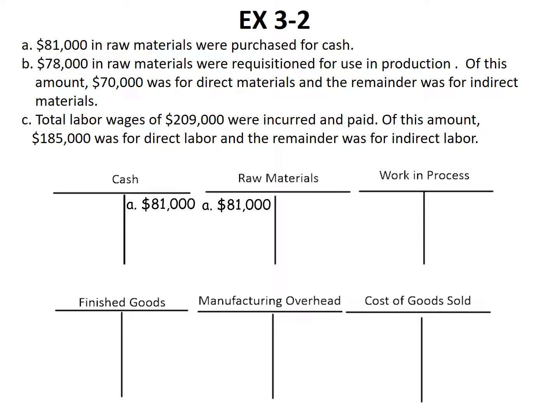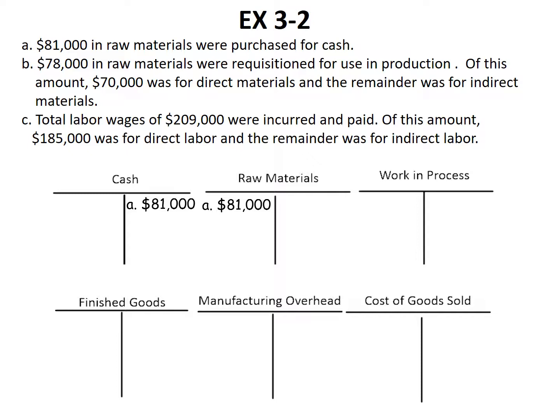And the remainder was for indirect materials, which in this case would be $8,000, the difference between the $78,000 and the $70,000. This $8,000 amount was for materials used in indirect production activities. So the actual use of those materials would be charged to manufacturing overhead.